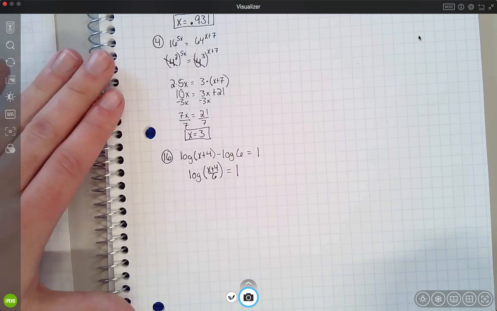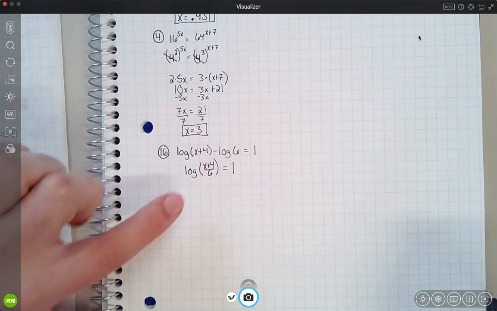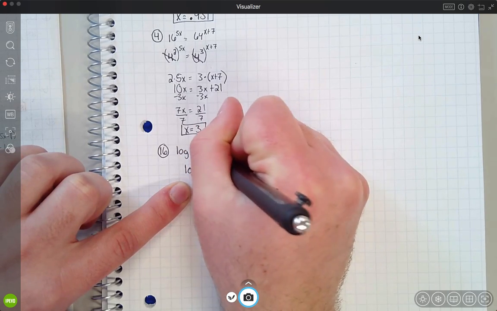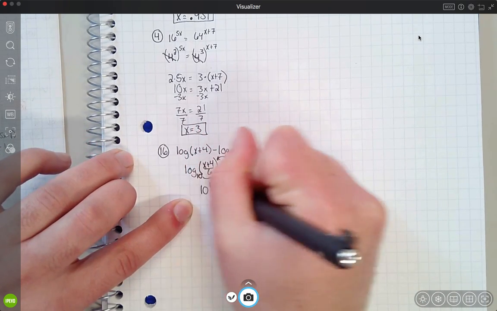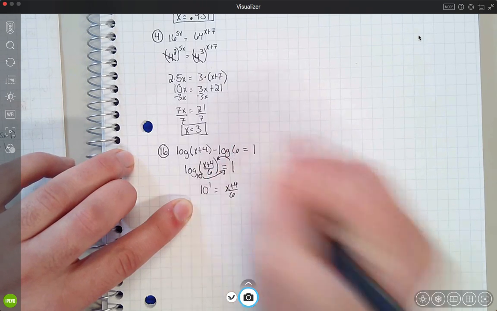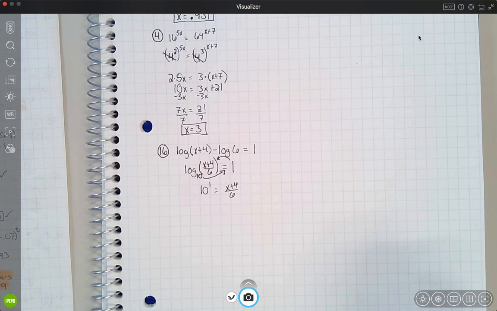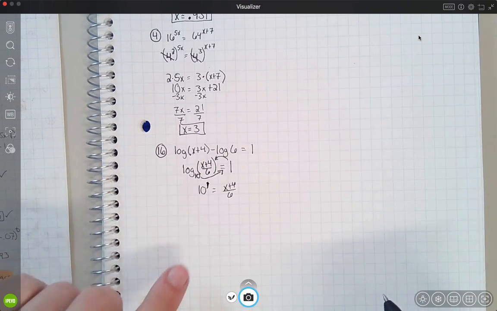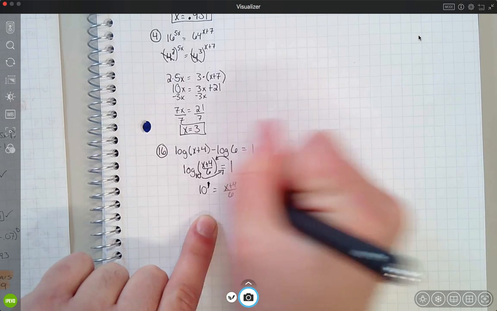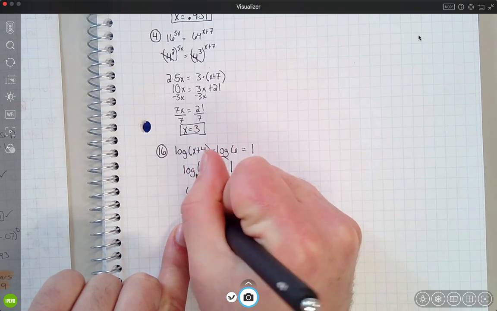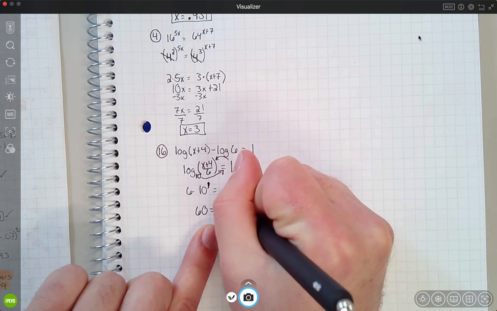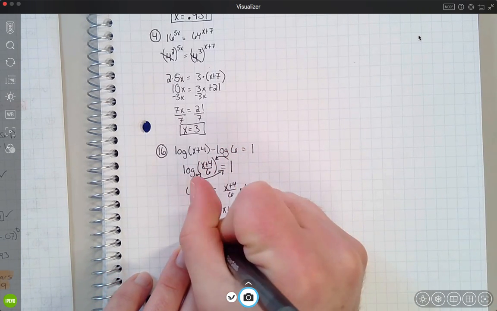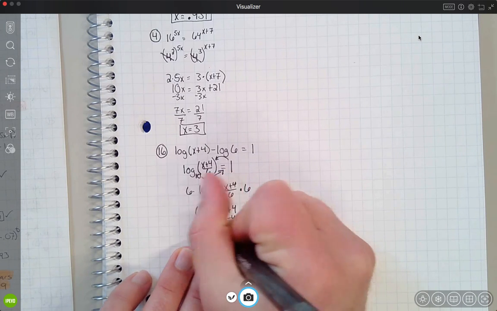And now that everything is all inside the log, I am allowed to switch forms, but I need my base here. Because there's not a base written, we assume it's a 10. So I do 10 to the power of 1 and then come back over. So 10 to the first is equal to x plus 4 over 6. Now I should simplify 10 to the first, but 10 to the first is just 10, so I'm going to ignore this exponent there. And then it starts with x by itself. So I multiply by 6 on both sides, which gives me 60 is equal to x plus 4. Last thing then is to get the 4 out of there. Subtract 4 on both sides. 60 minus 4 gives me that x is equal to 56.